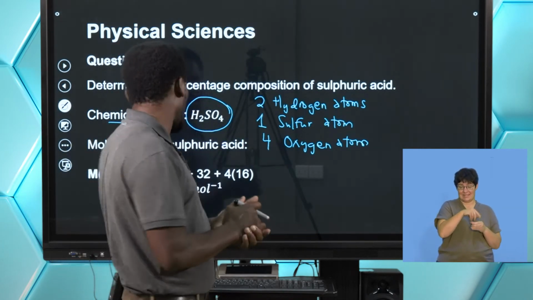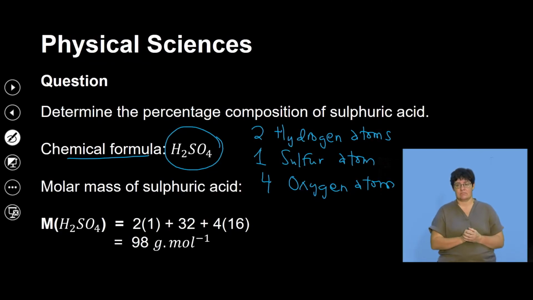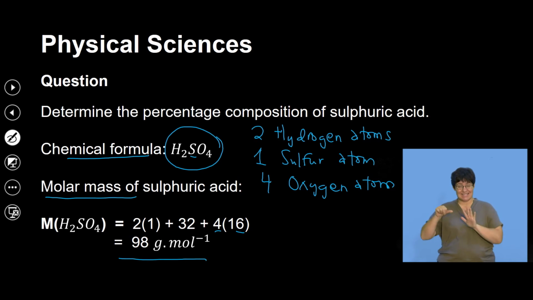Okay, so the other thing that is very, very important is the molar mass of that substance. And the molar mass is also derived from the chemical formula. So when we say 2 multiplied by 1, we are saying the atomic mass of hydrogen is 1, but there's 2 of them, hence we multiply by 2. Now each sulfur atom has a mass of 32 grams per mole. Each oxygen has a mass of 16, but there's 4 of them. So the molar mass of this compound, sulfuric acid, is 98 grams per mole.